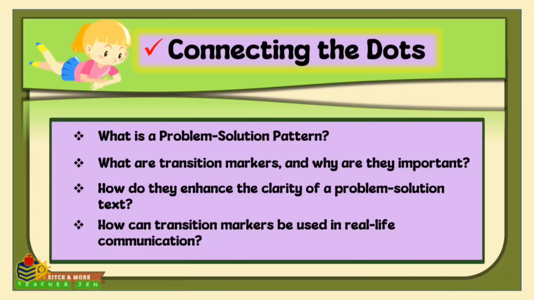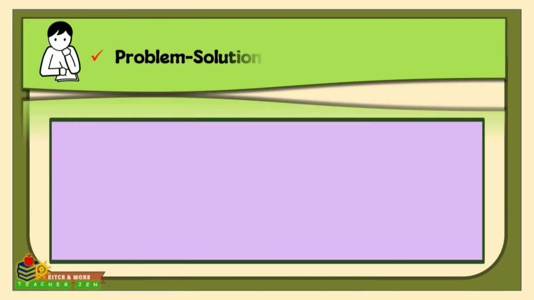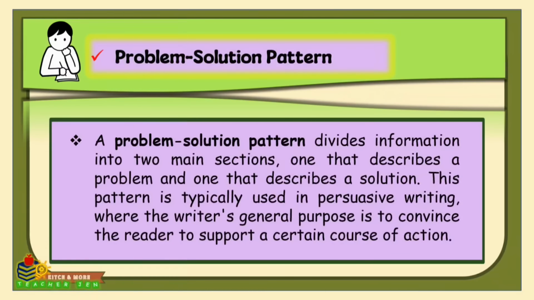Let's answer those questions. First, problem-solution pattern. A problem-solution pattern divides information into two main sections. And what are these? Of course, the first one is the one that describes a problem. And the second one is the one that describes a solution. This pattern is typically used in persuasive writing, where the writer's general purpose is to convince the reader to support a certain cause of action.